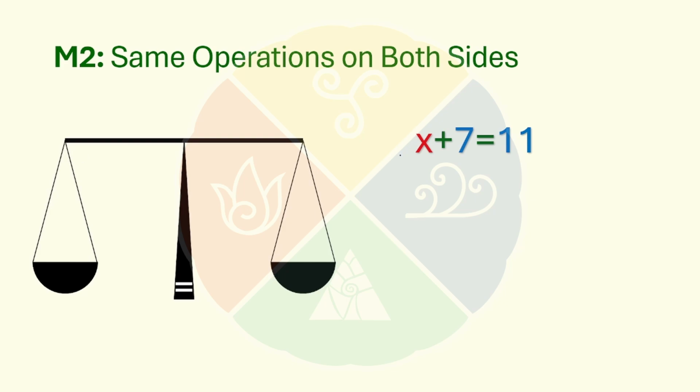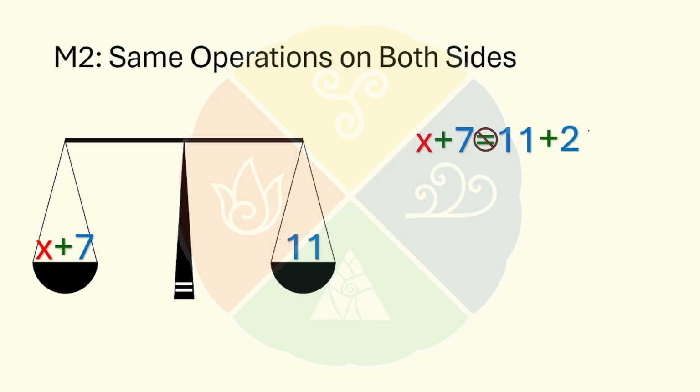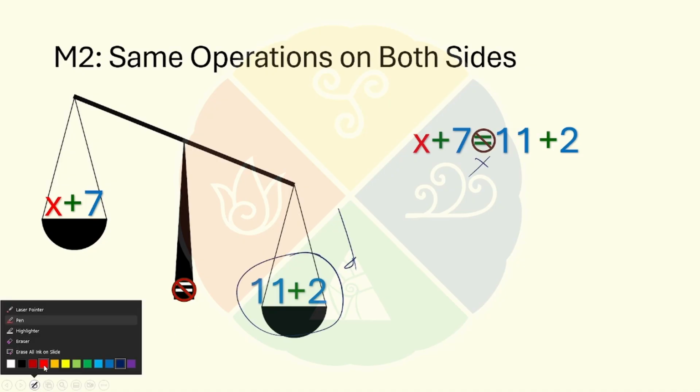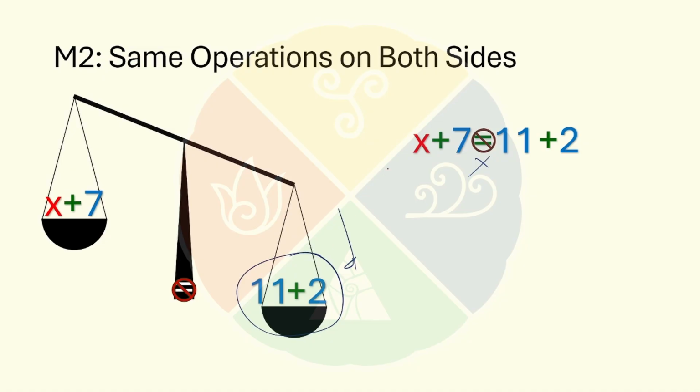If something is written as x plus 7 is equal to 11, this is balanced. That means this is equal to this. Now, if I add something like plus 2 to one side, the balance will go wrong. The weight on this side will increase, and this is no longer an equation. To make this balance, whatever weight I put here, the same thing should be added here.